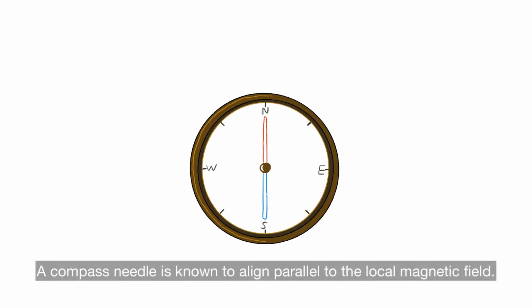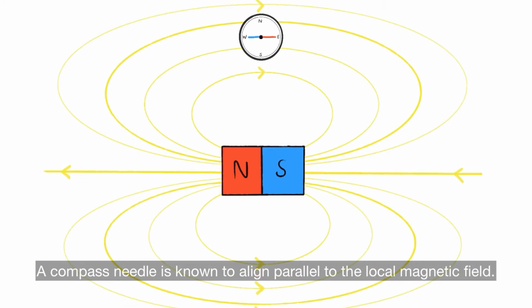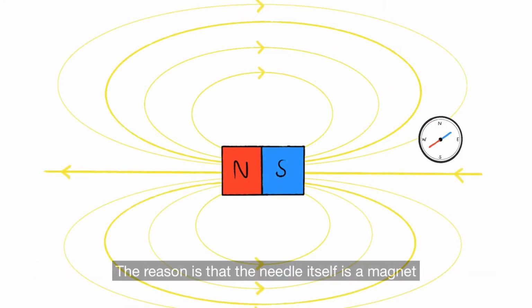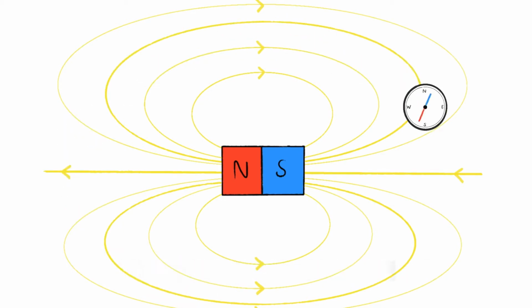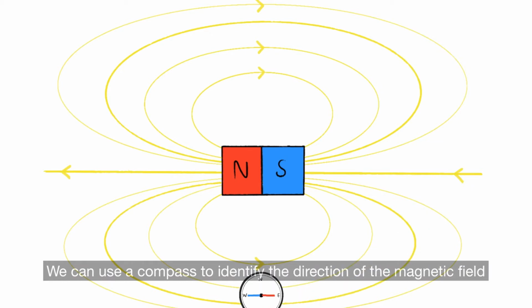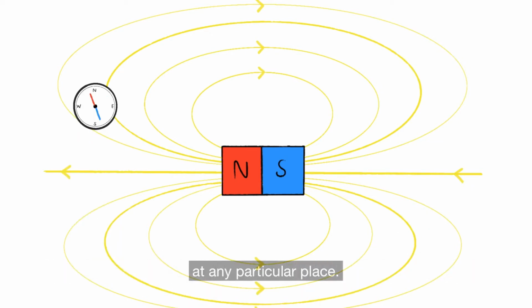A compass needle is known to align parallel to the local magnetic field. The reason is that the needle itself is a magnet, and its alignment along the magnetic field minimizes the net torque from the magnetic field. We can use a compass to identify the direction of the magnetic field at any particular place.